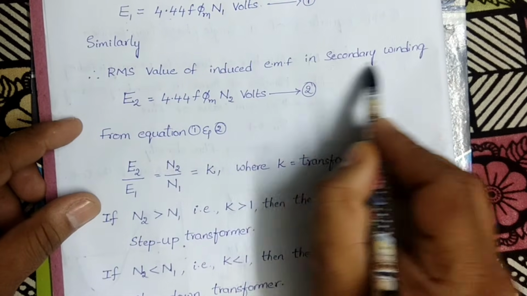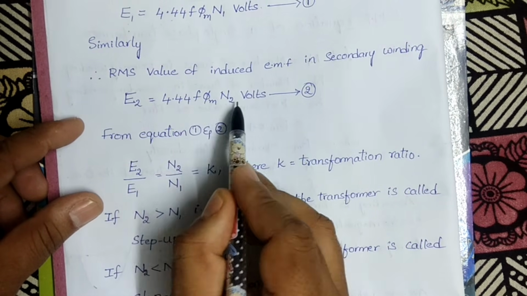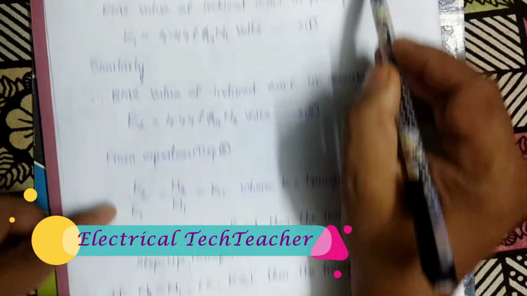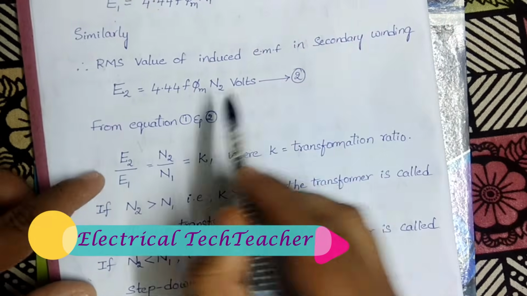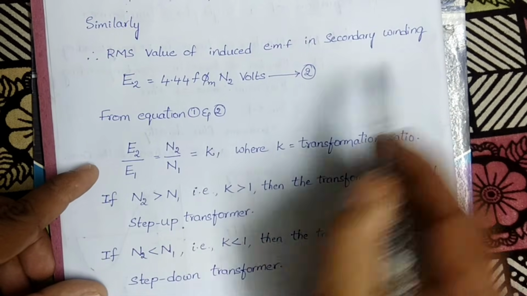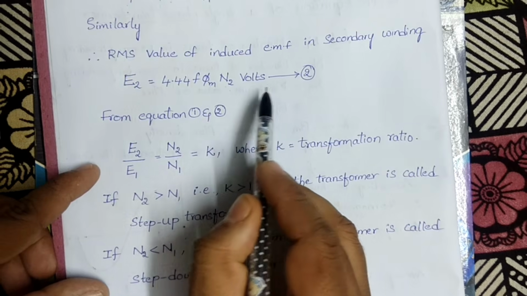Similarly, the RMS value of induced EMF in the secondary winding, E2, equals 4.44 f phi m into N2 volts. So in one turn the induced EMF is 4.44 f phi m volts, so in N2 turns, the RMS value of induced EMF in the secondary winding E2 equals 4.44 f phi m N2 volts.